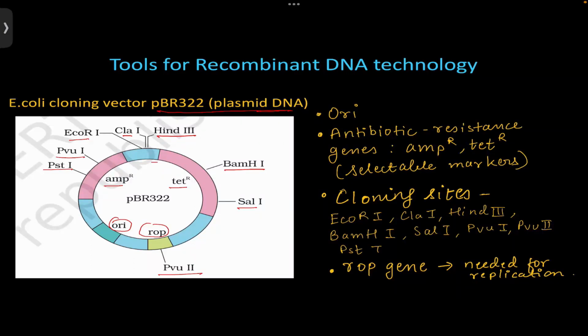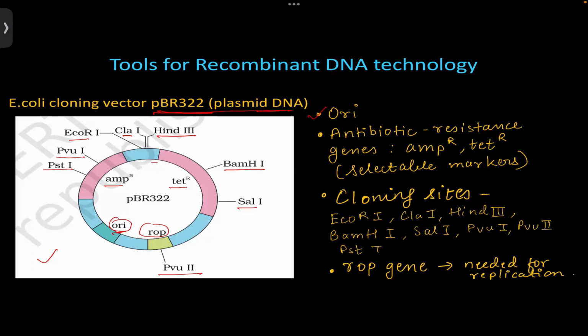So here is the figure given for a cloning vector named PBR322. This is a plasmid. It is isolated from E. coli. In this cloning vector, you can see a few labeled components. So what are these? First is the ori, or origin of replication. That is the start point from where the DNA replication will begin, right?